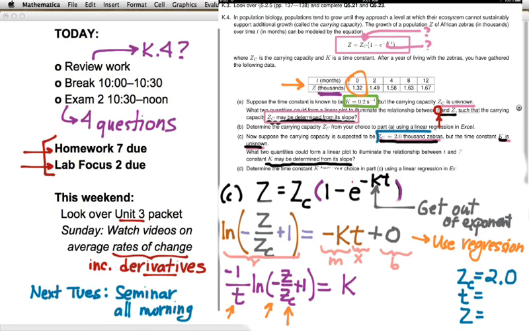And again, parts C and D here proceed on the assumption that we have a carrying capacity of 2,000. Now, if you use the carrying capacity you determined in parts A and B, you're going to get a different solution here. But just for the sake of consistency, let's use the ZC that was given to us here.